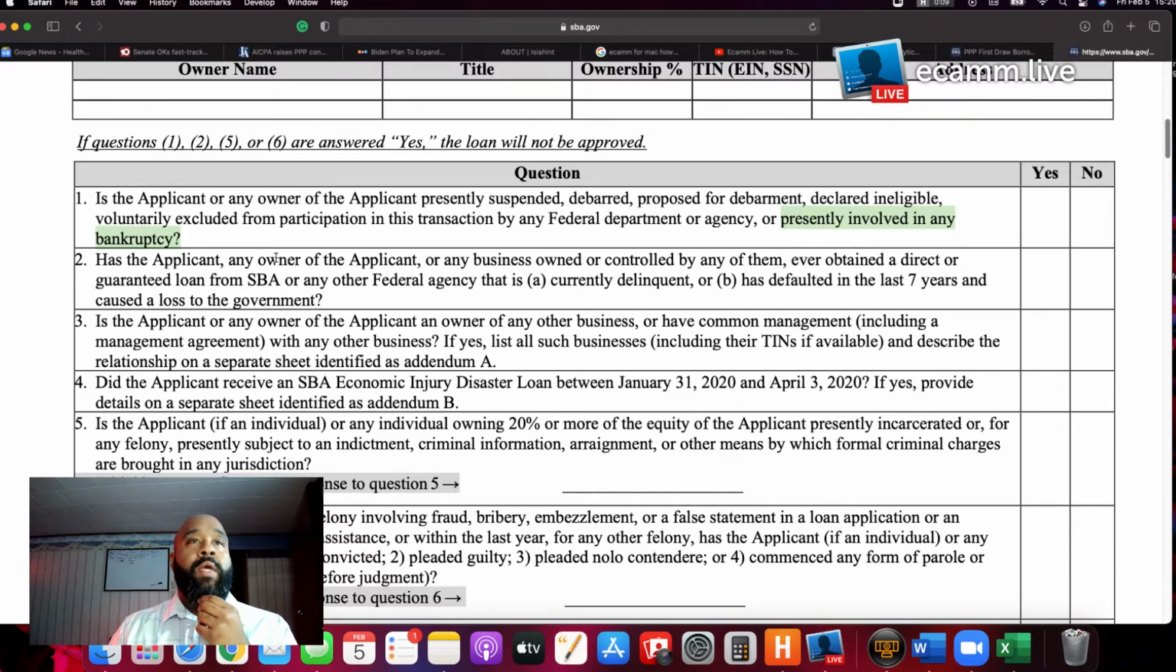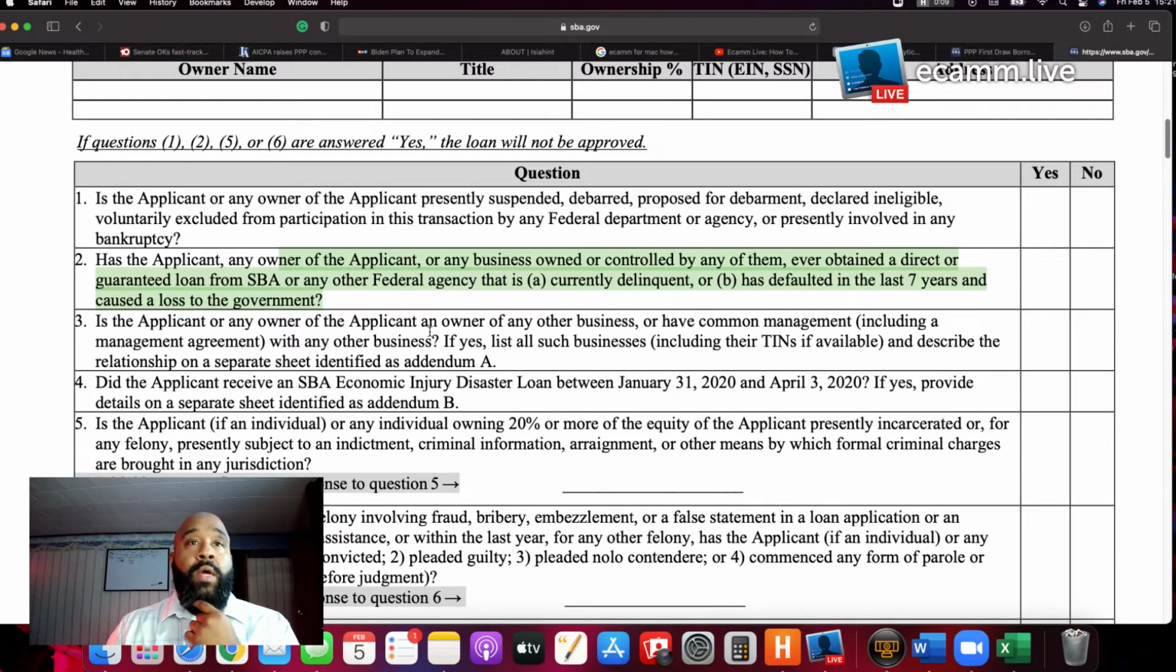All right. Has the applicant or owner ever obtained a direct or guaranteed loan from the SBA or any other federal agency that is currently delinquent, or that you have defaulted on in the last 7 years? So the SBA has other loans, and if you took out an SBA loan in the past and for whatever reason you weren't able to pay it back, this is going to affect you now. So answer yes or no.